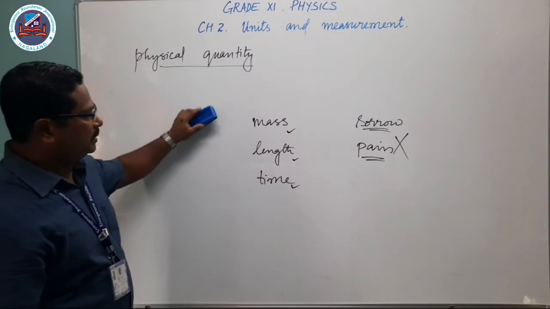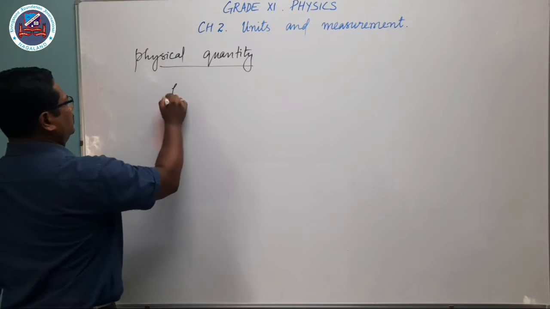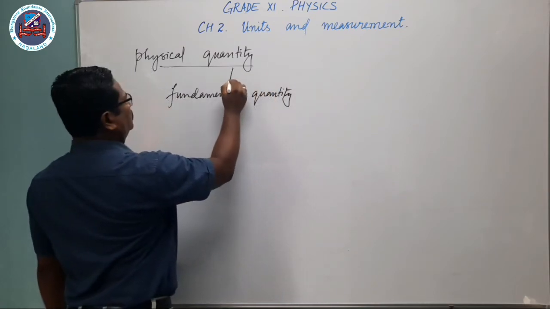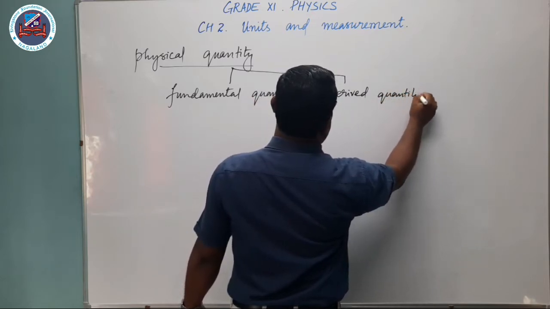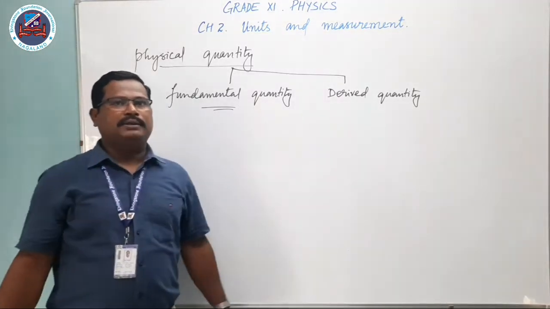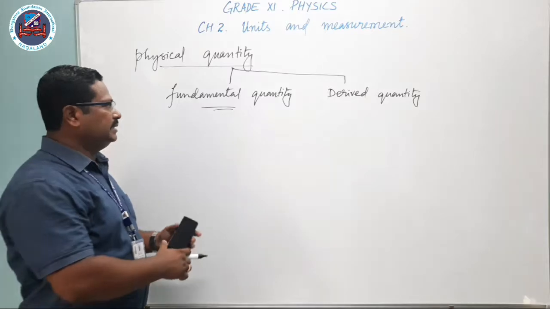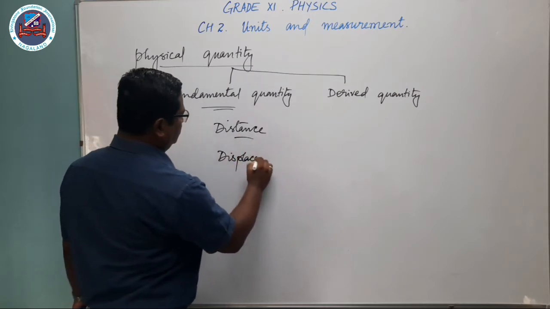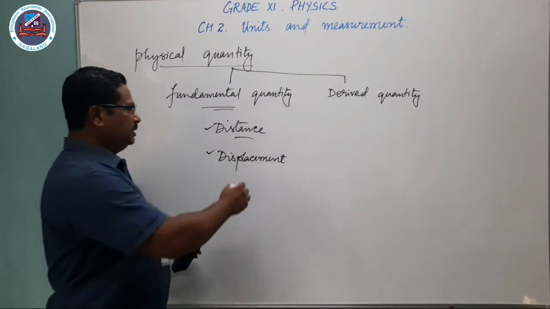Physical quantities are also of two types. The first type is base quantities, or fundamental quantities, and the second one is derived quantities. When we talk about fundamental quantities, we mean quantities which are independent of other physical quantities and can exist alone. Like distance, it's a fundamental quantity. Displacement, it is a fundamental quantity. They can be defined individually, alone. They are independent of other physical quantities.